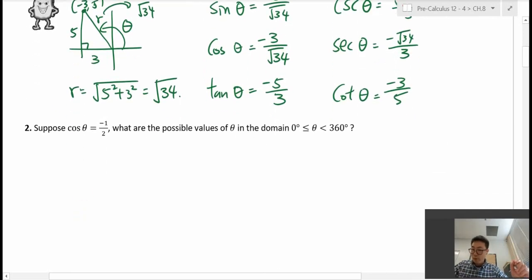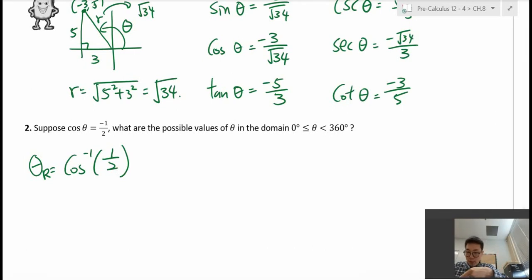We have another one here. We can find the angle theta. It says cosine theta is negative 1/2. What are the possible values of theta in the domain between 0 and 360? Right away, what I need to do is figure out the reference angle. I think I mentioned this: whenever you're looking for the reference angle, you always take the inverse trig ratio of the absolute value. So it's the absolute value of negative 1/2. That's why it's only positive 1/2 here. Whether or not you put this into a calculator, because this is a special triangle, you should get 60 degrees.